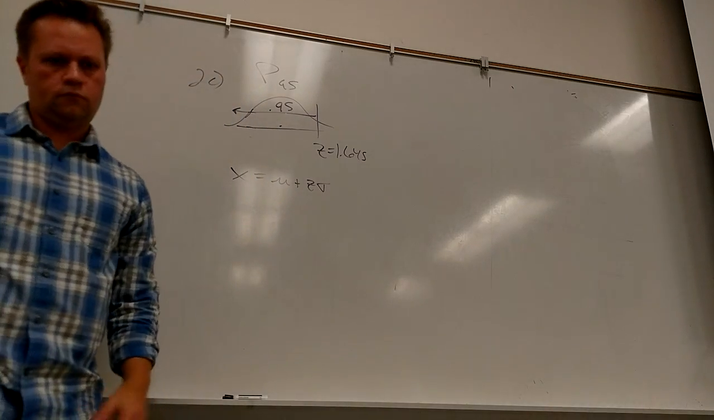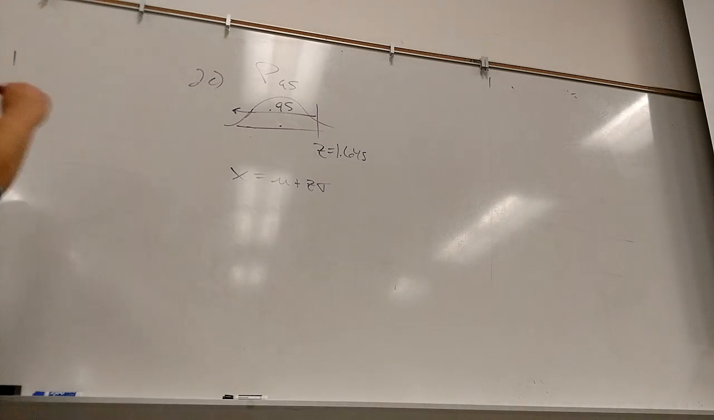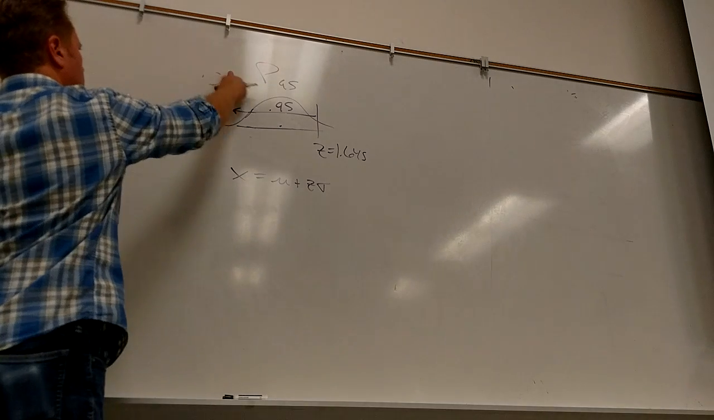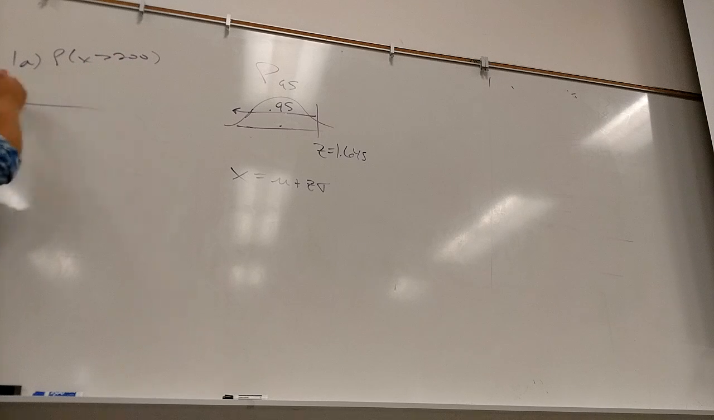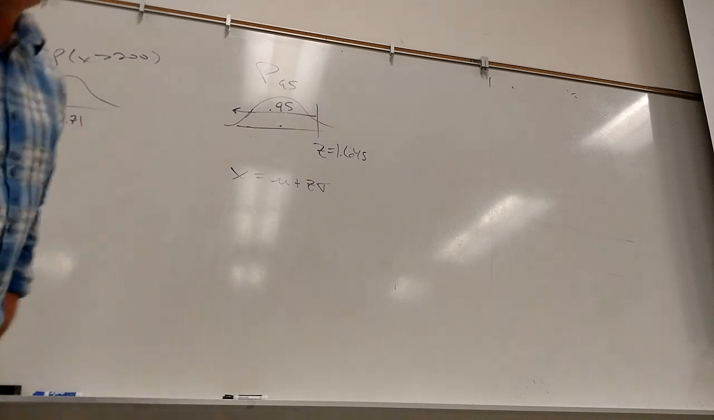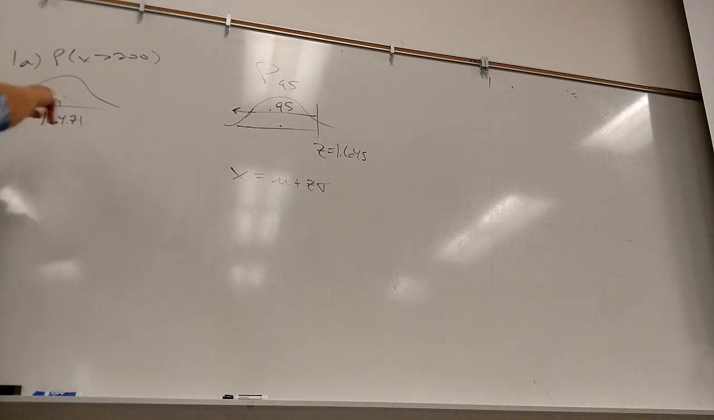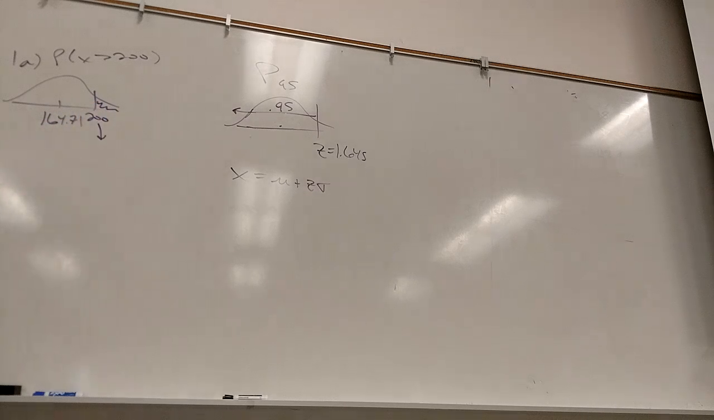How do you do A? I'm really confused. So 1A or 2? Yeah, 1A. Why did I put 2? Oh yeah, that was from something. 1A. So you draw, what goes right in the middle? Yeah, 164.71. And then where's 200 go? Yep. And I want greater than 200. Change this into a z-score. Look up the area. 1 minus because I want the above.